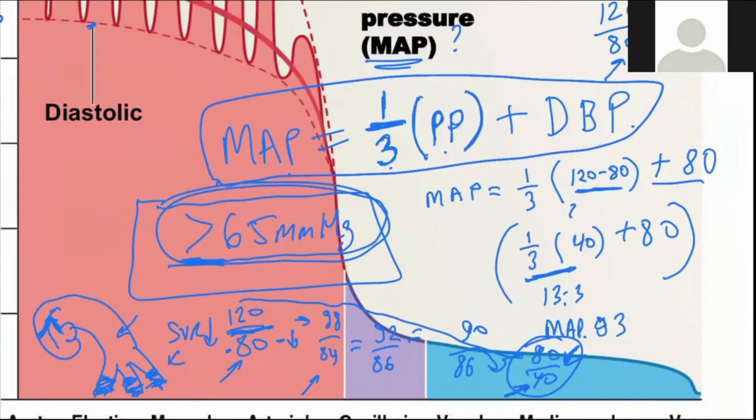Can you repeat that last part over again about the diastolic blood pressure? What it means when it gradually increases? I think I missed that.